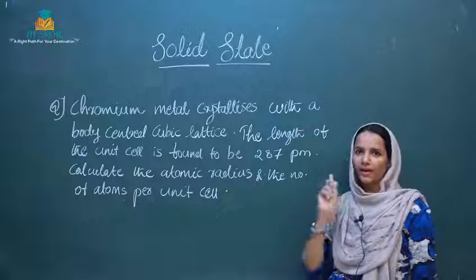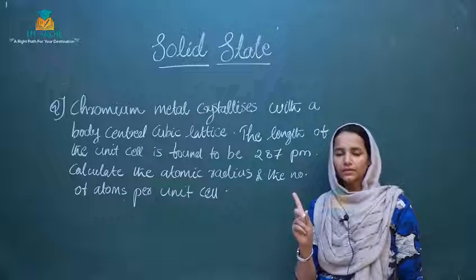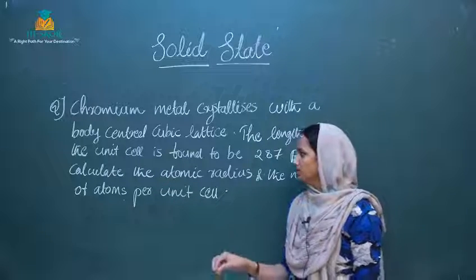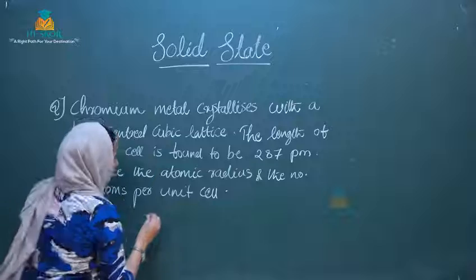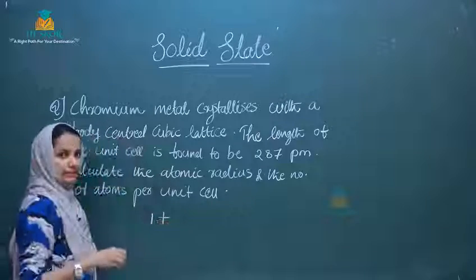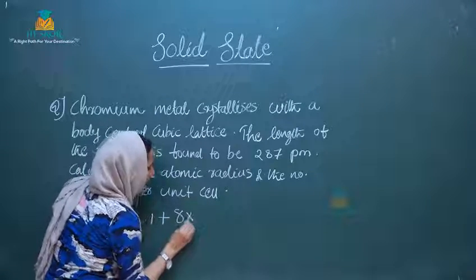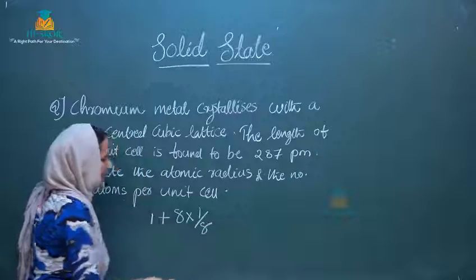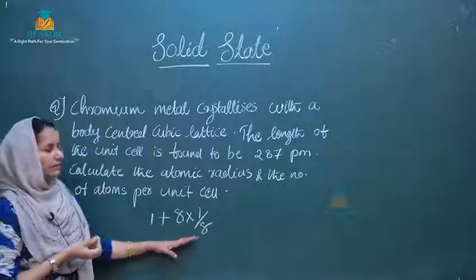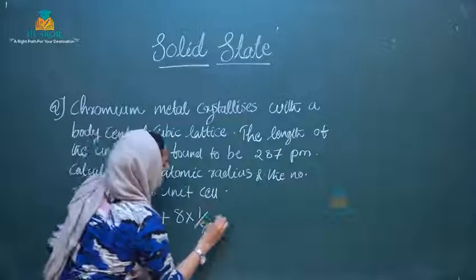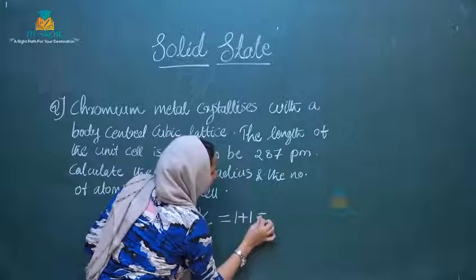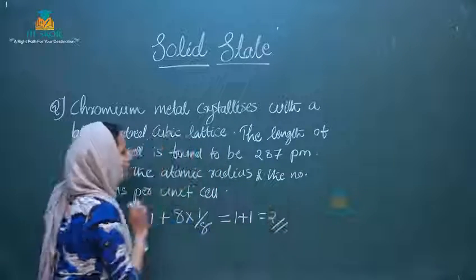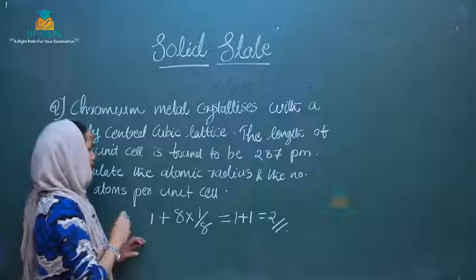Body centered cubic, 1 at body center and particles at the corners. So what is the total number of particles? 1 at body center plus, at each corner, we have 8 corners with 1 by 8 sharing. These things we discussed earlier, so I am not going into detail. So that is equal to 1 plus 1 is equal to 2. So that's all about the number of atoms per unit cell.